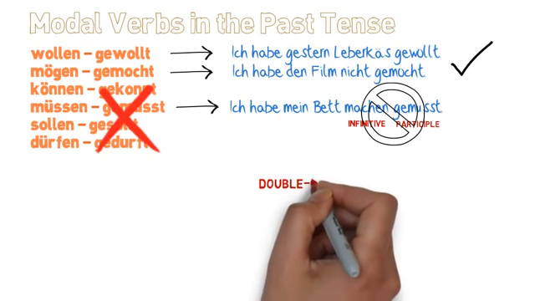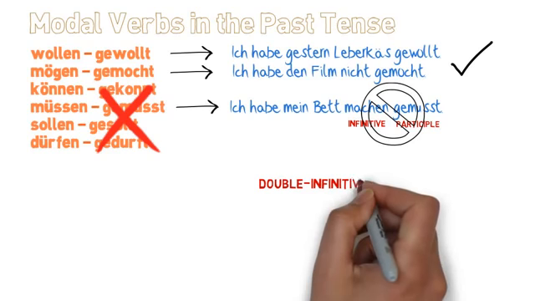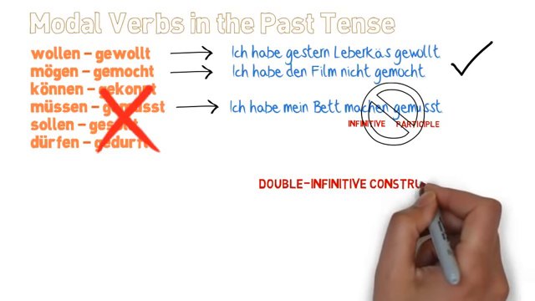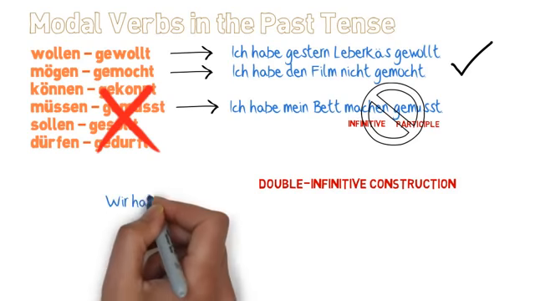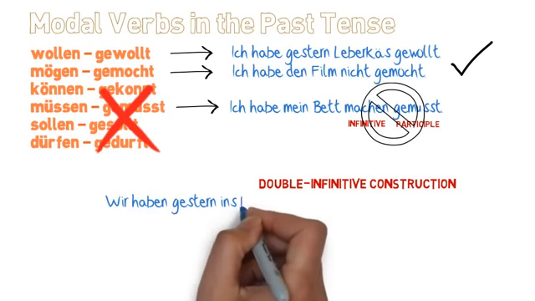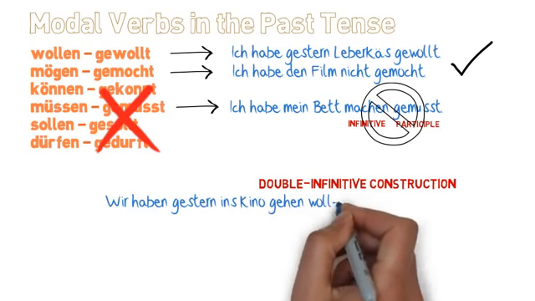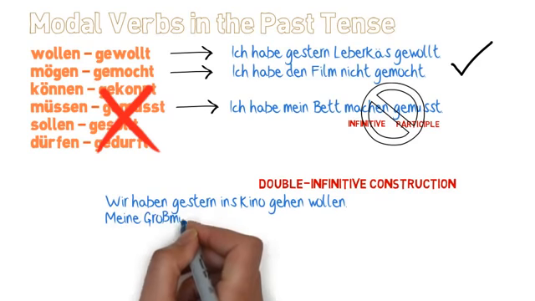The solution is what's known as a double infinitive construction. It sounds a little goofy at first, but it's actually quite simple to do. Instead of putting the past participle of the modal verb at the end, you just put its infinitive form after the other infinitive. Using the helping verb haben makes sure your listener knows you're speaking in the past tense. Here are several examples of how this might sound.